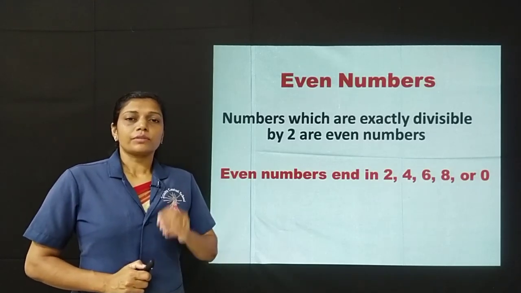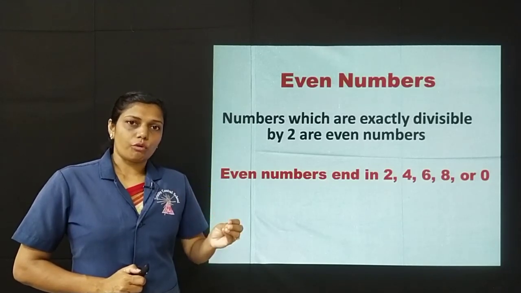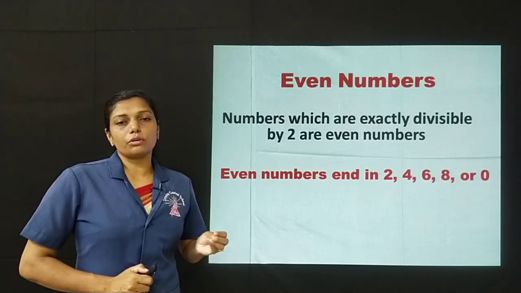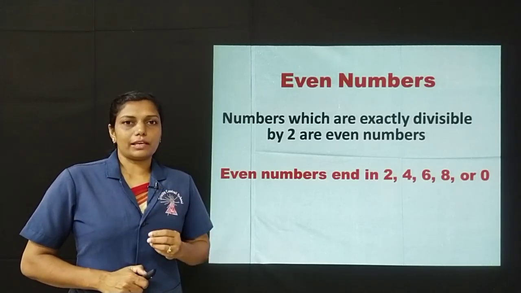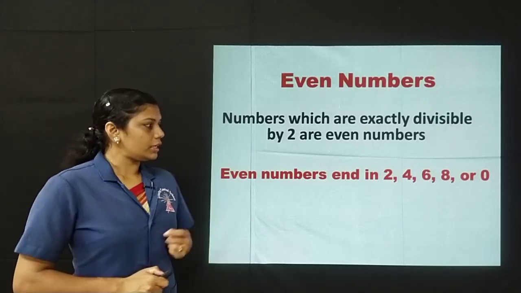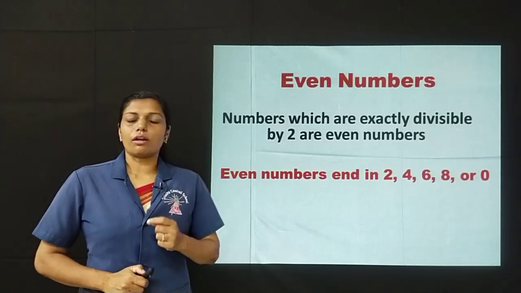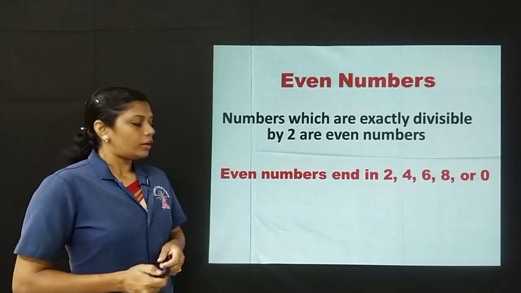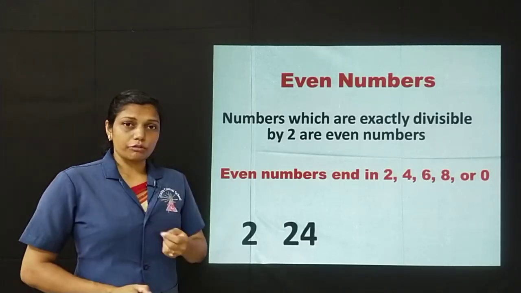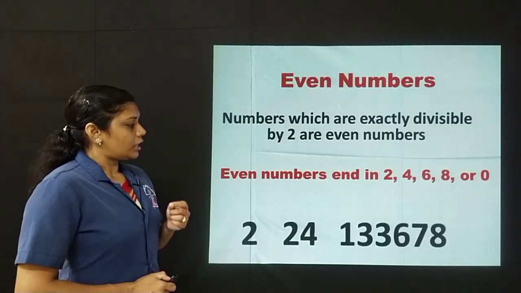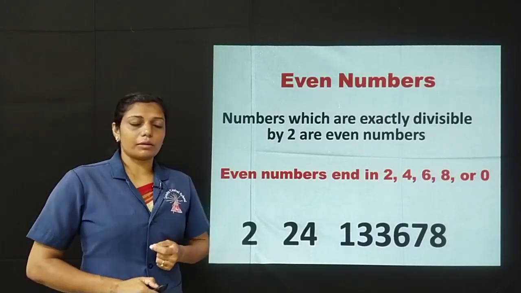What do you mean by that? The even numbers have 2, 4, 6, 8 or 0 in the units place. I repeat, the units place of even numbers will be 2 or 4 or 6 or 8 or a 0. For example, 2 is an even number, 24 is an even number, 1,33,678 is an even number.